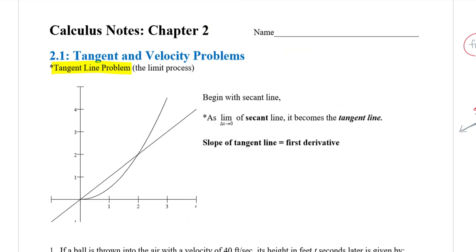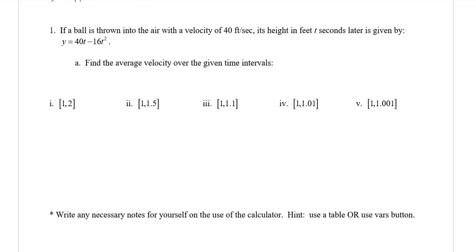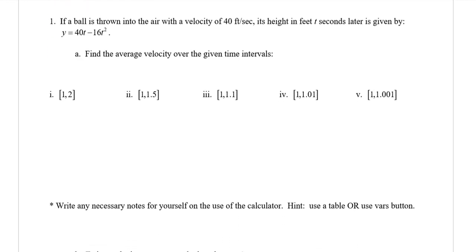So before we get into the first example, it says you're going to begin with the secant line, and as the limit of delta x, or the distance between the two x values, so h approaches 0 of that secant line, then it will become that tangent line. And the slope of the tangent line is what we call the first derivative. So let's look at some examples using average rate of change, which again is probably your prerequisite skill or prior knowledge. And let's turn that into the instantaneous rate of change, which is the calculus piece.